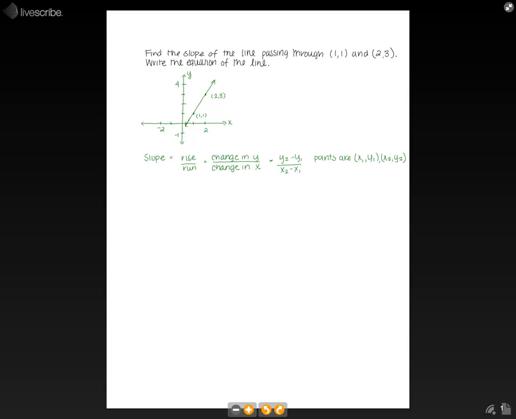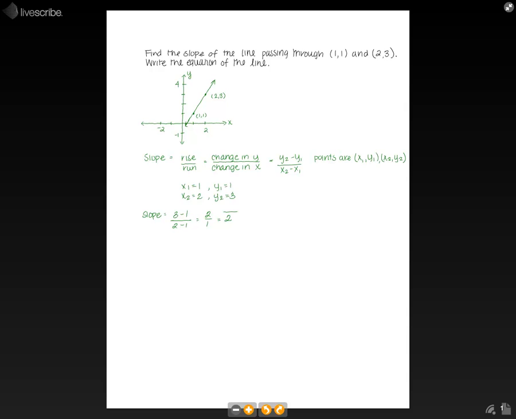Alright, so in our problem we have (1, 1) and (2, 3). So for our slope, x1 is going to be equal to 1 and y1 is going to be equal to 1. x2 is going to be equal to 2 and y2 is going to be equal to 3. So when we solve for the slope, what we have is (3 minus 1) over (2 minus 1), which is equal to 2 over 1, which is equal to 2. Alright, so we know that the slope of this line is 2 now.